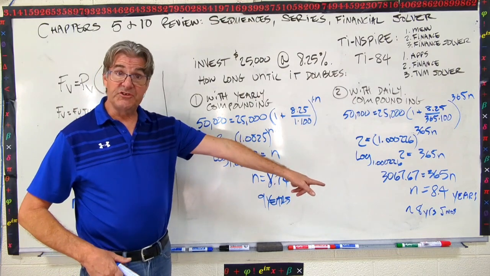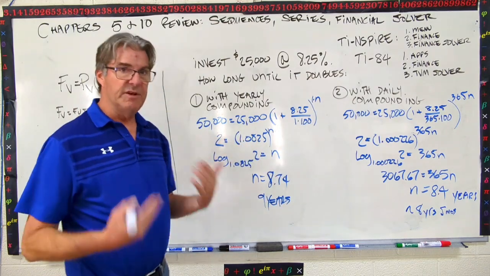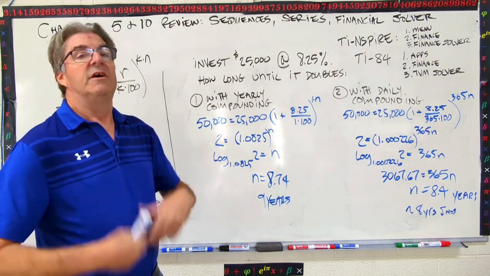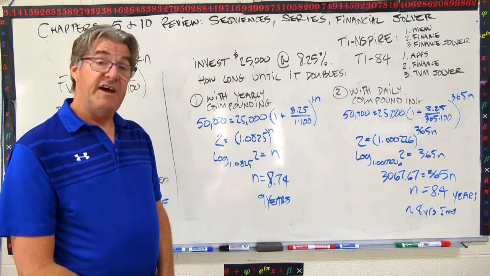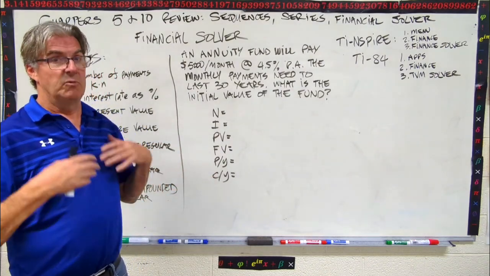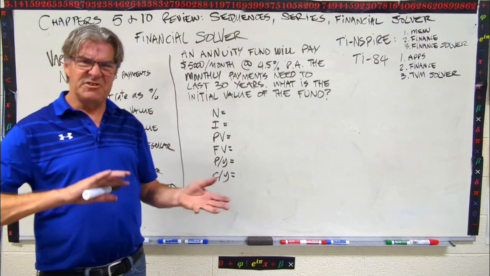So check it out. We double a little sooner with daily compounding, which is what you would expect. The interest is added more frequently and it starts earning interest for you sooner. So it grows faster.